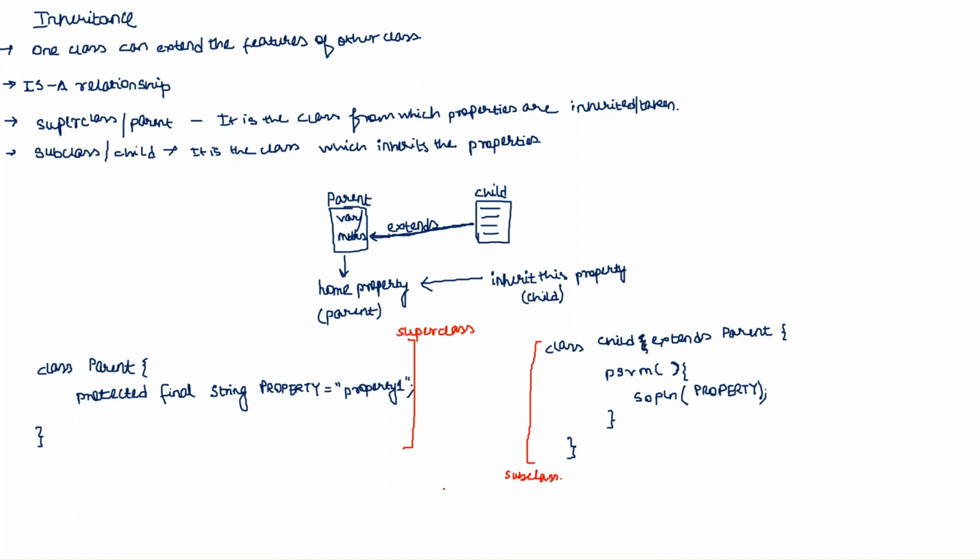Did you know that inheritance is something which is in the core of Java programming language? Why did I say that? It's because there is a class named object. It's present in the java.lang package, and this object class is the superclass of all other classes in Java.